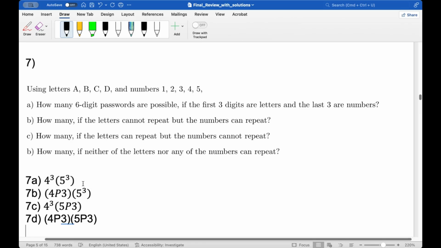Now in part B, letters cannot repeat, but the numbers can repeat. So for the letters, order matters, but no repeats. So that's a permutation, 4P3. The numbers can repeat, it's still 5 cubed.